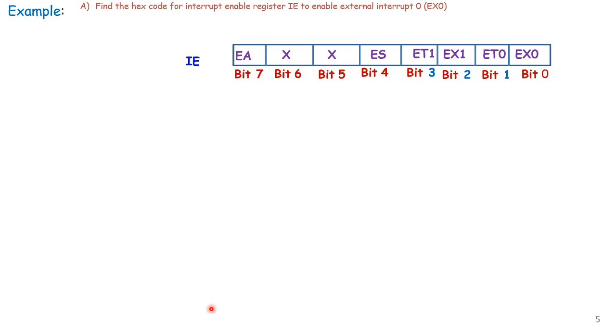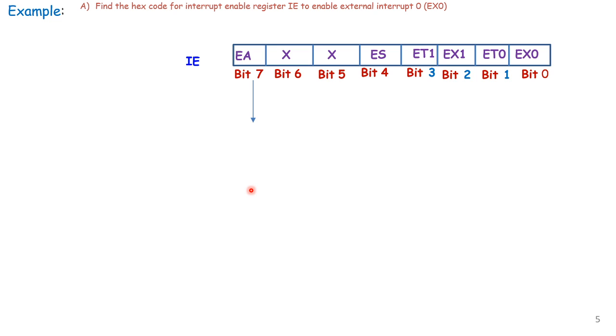Now I will take one example of how this interrupt enable register selects the various interrupts. First example: find the hex code for interrupt enable register IE to enable external interrupt 0, EX0. Suppose this interrupt is to be enabled, so what will be the content of the IE register, the interrupt enable register?